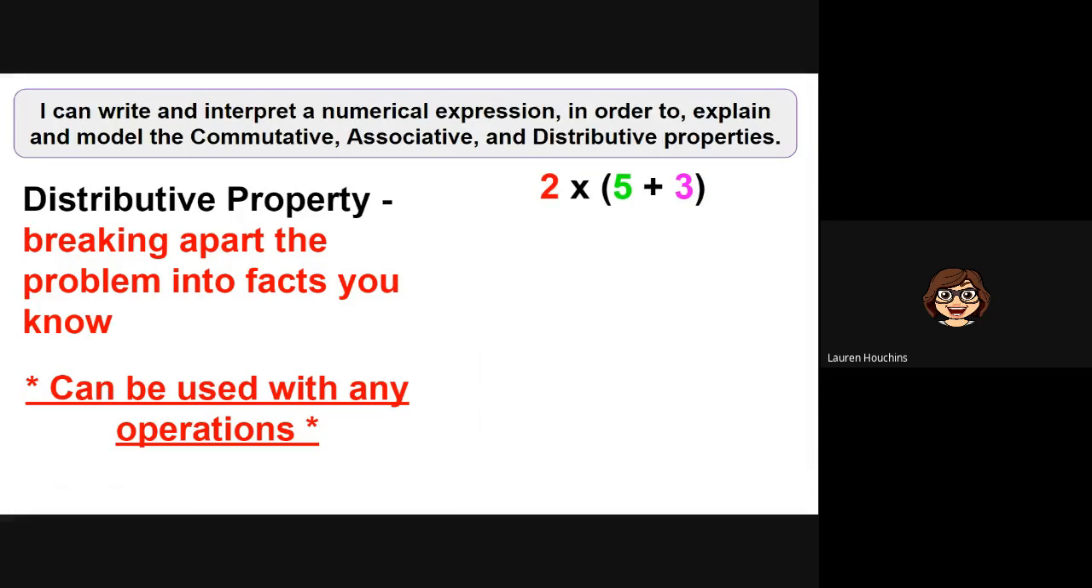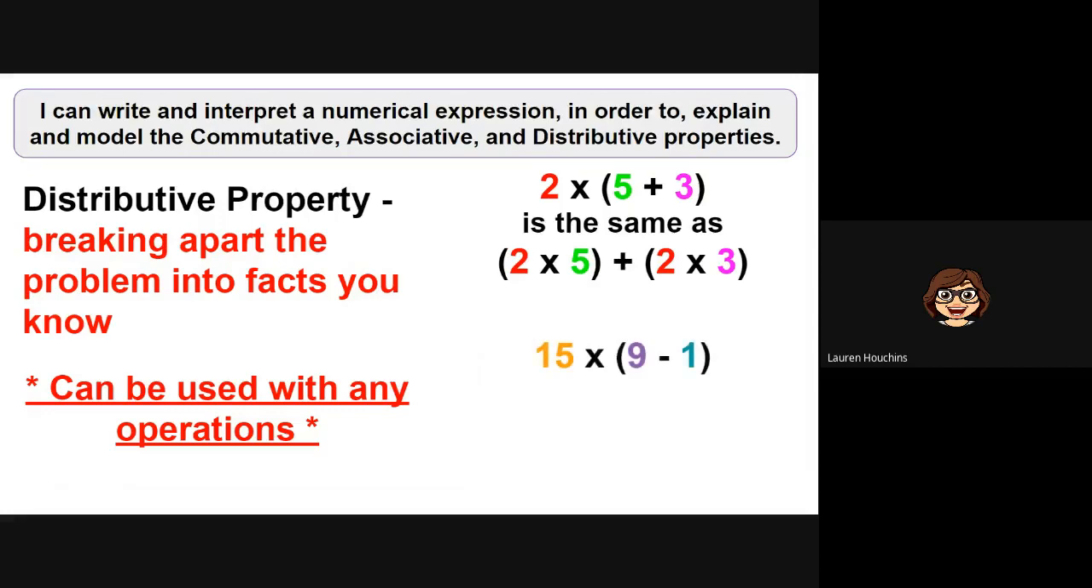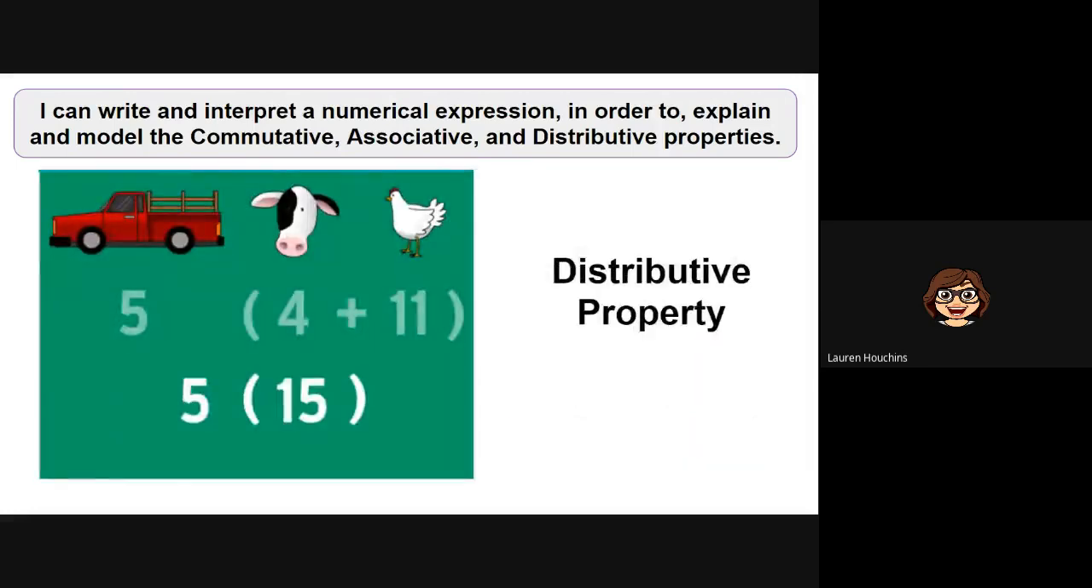I have 2 times (5 plus 3). 5 plus 3 is inside my parentheses, but I'm going to share that 2 with my 5 and the 3. So it's going to be the same as saying 2 times 5 plus 2 times 3. I distributed that 2. I shared it with the 5 and the 3. Now I have 15 times (9 minus 1). So if I distribute that 15, it's going to be the same as saying 15 times 9 minus 15 times 1. So when I distribute something, I'm sharing it. Now let's watch a BrainPOP video about the distributive property.